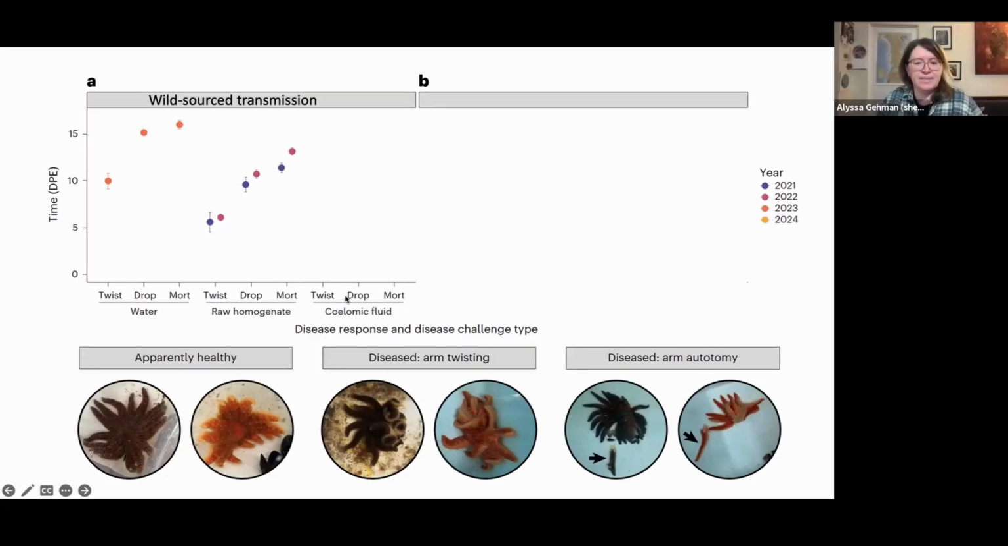And then we decided that we would check and see if the pathogen was in that coelomic fluid or body fluid. And you kind of already know the answer to this question, but it is. And you can see that, again, the trajectory of these disease signs is the same. But now when we use coelomic fluid, it's a little bit less than 5 days before we start seeing twisting, and mortality is less than 10. So it suggests that the pathogen is actually in higher concentrations inside that coelomic fluid. We're putting more in when we use that.